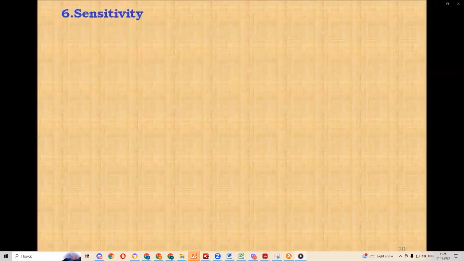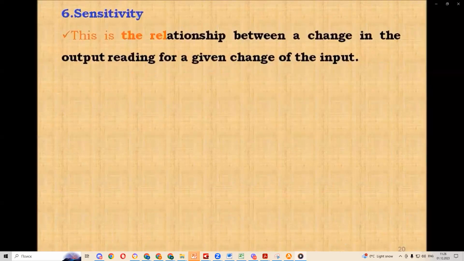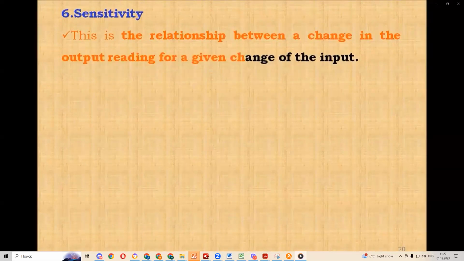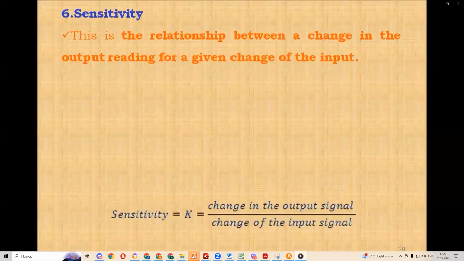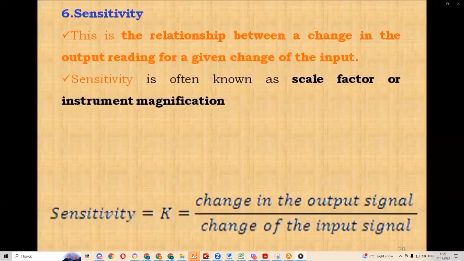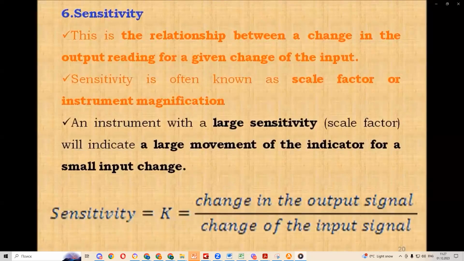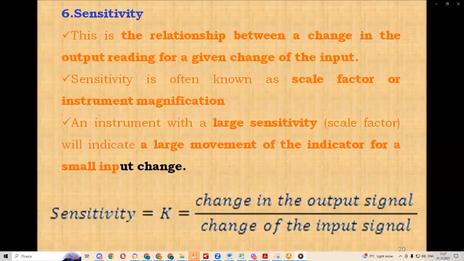Sixth characteristic is sensitivity. This is the relationship between a change in the output reading for a given change of the input. Sensitivity is often known as scale factor or instrument magnification, and an instrument with a large sensitivity will indicate a large movement of the indicator for a small input change.